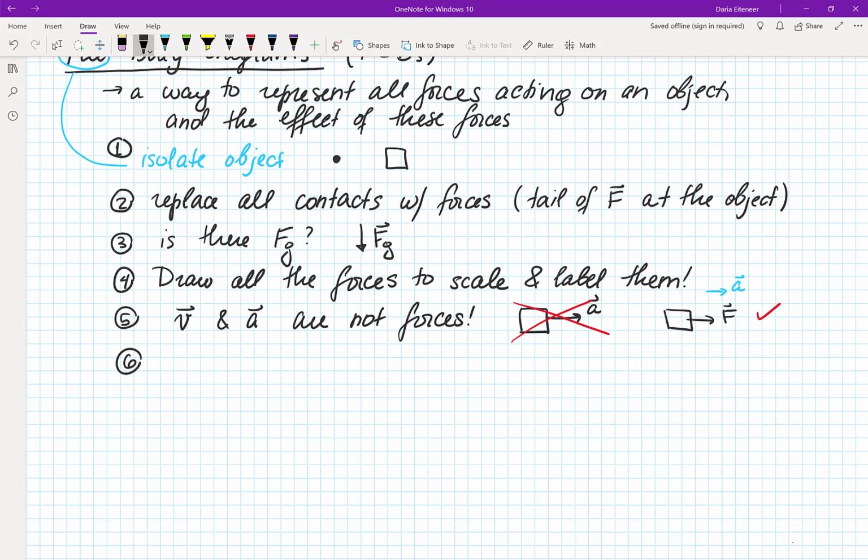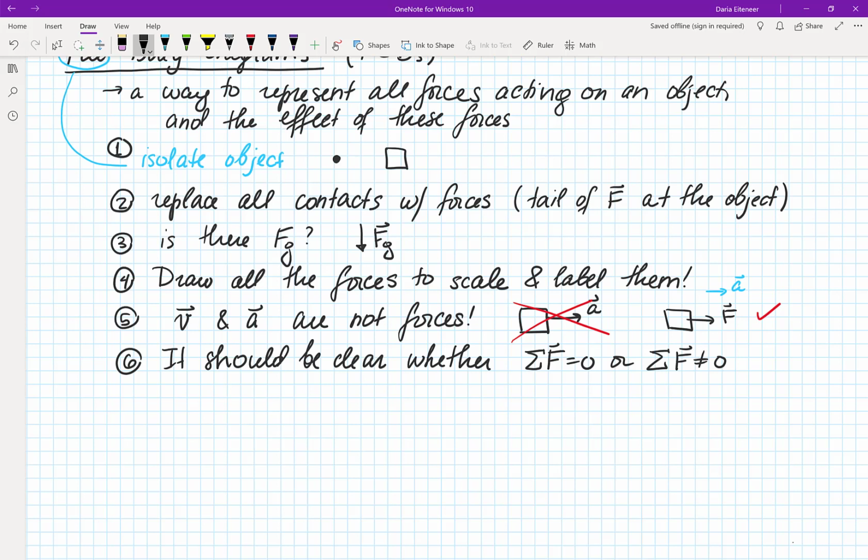And finally, number 6 is it should be clear from your FBD whether net force is equal to 0 or net force is not equal to 0. And again, keep in mind that that could differ or vary between x and y dimensions. So those are some basic rules that you follow in every free body diagram that you draw.